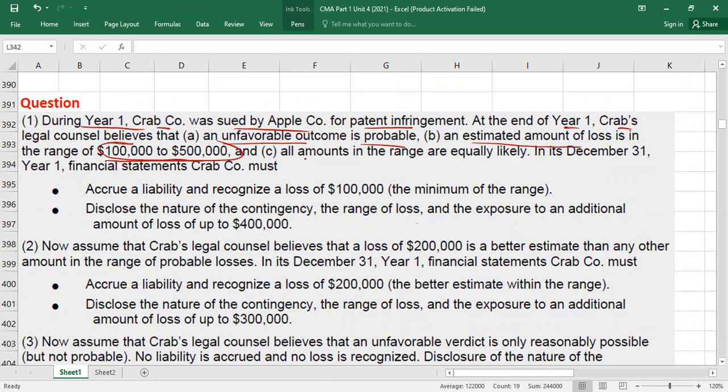So let's have a look. All amounts in the range are what? Equally likely. It means there is no amount which is better estimate. What rule I told you? We have to accrue minimum. So you have to debit expense, credit liability by 100,000.